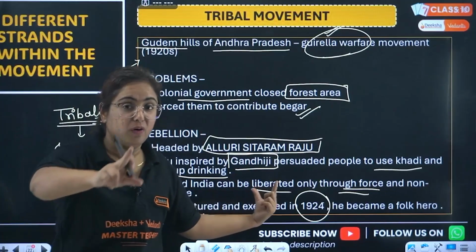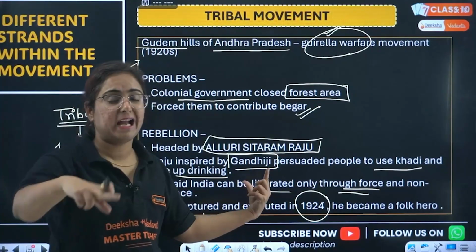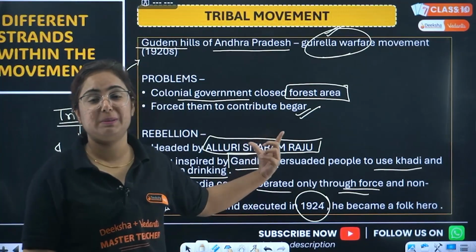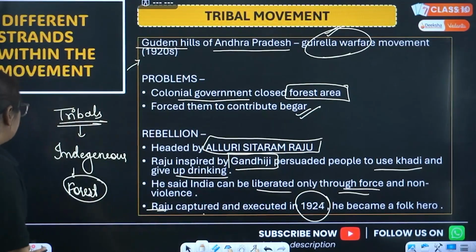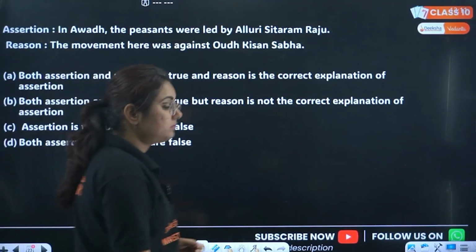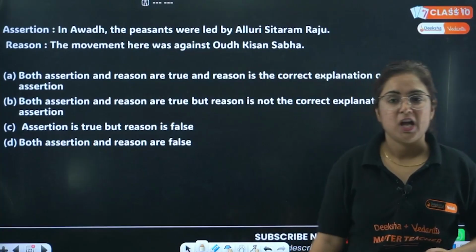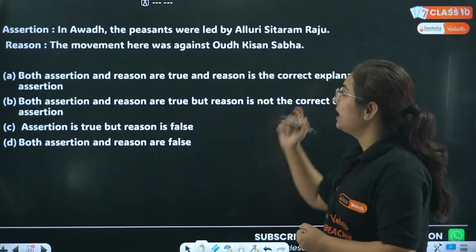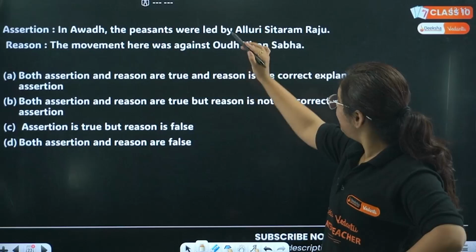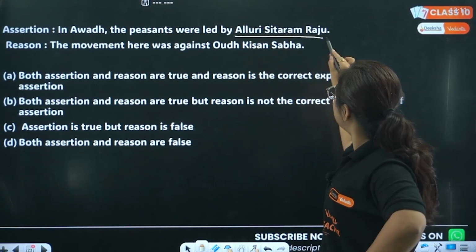And this is what was going on in the tribal area. Again, the word Swaraj, the issue behind the non-cooperation movement for the tribal people was different. Getting my point? And this is how the movement started in the tribal belt of India. Okay, let's have a quick question for refreshment. Now, assertion: in Awadh, the peasants were led by Alluri Sitaraman Raju.